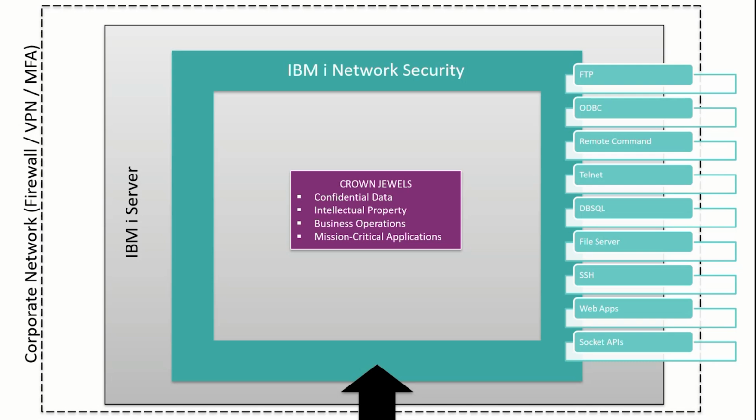And this layer can monitor all the network activity to the IBMI coming from all the different protocols within the corporate network. And it can restrict end users to only have access to the particular protocols or services and resources they need to enable them to do their authorized day-to-day operations.